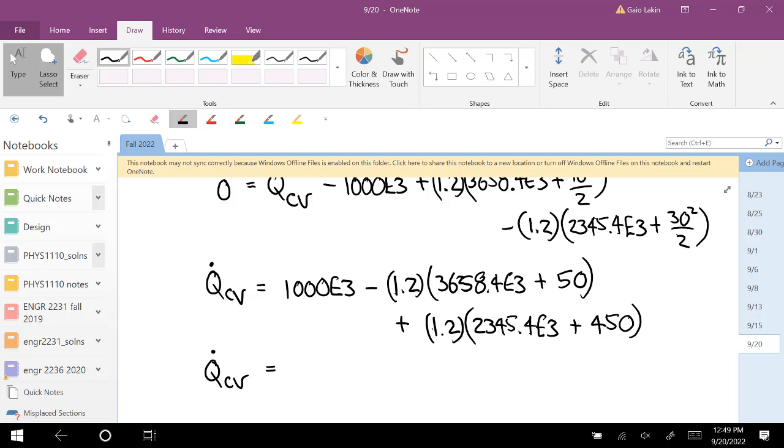Getting, I think, negative 575.12 e to the third. 575 times 10 to the third, and that's joules per second. Hold that the same. Okay, good.